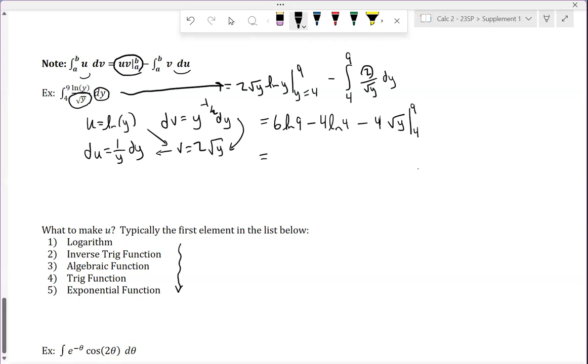I note that log of 9 is log of 3 squared. The 2 can come out, so that's 12 log 3 minus 8 log 2. Same deal here, minus. So when I plug in 9, I get 4 times 3 is 12, minus a negative is plus. When I plug in 4, I get 8. So this ends up being 12 log 3 minus 8 log 2, and then minus 4.